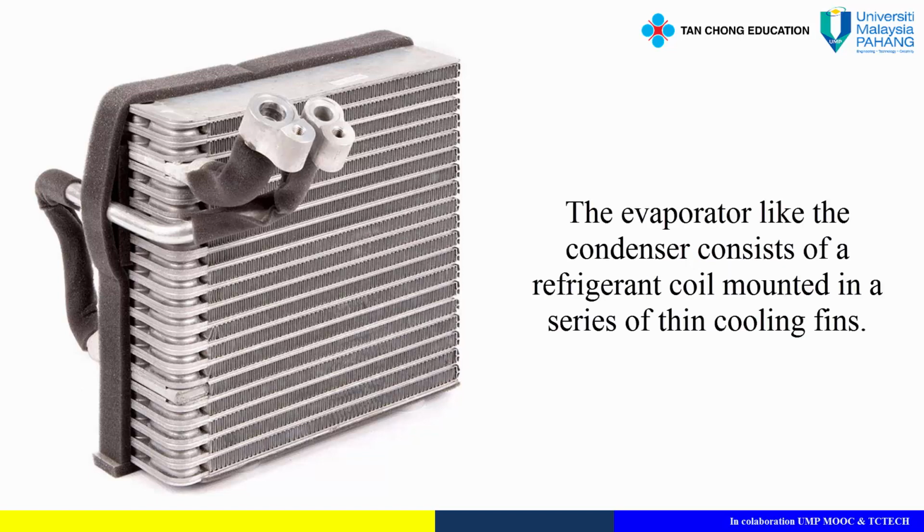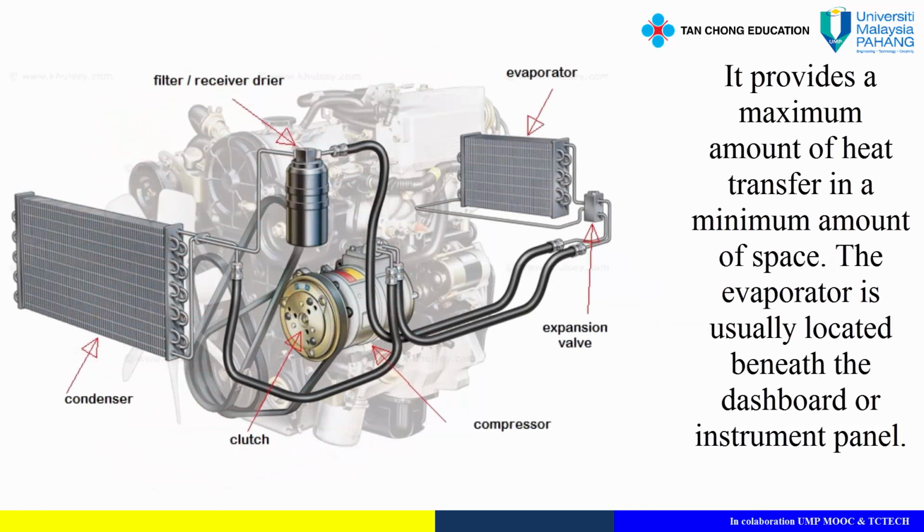Evaporator. The evaporator, like the condenser, consists of a refrigerant coil, mounted in a series of thin cooling fins. It provides a maximum amount of heat transfer, in a minimum amount of space. The evaporator is usually located beneath the dashboard, or instrument panel.